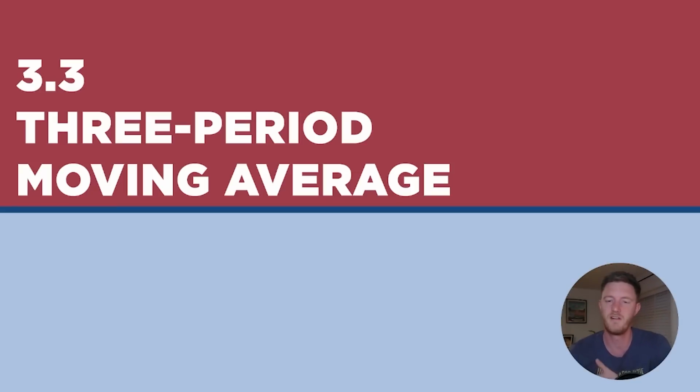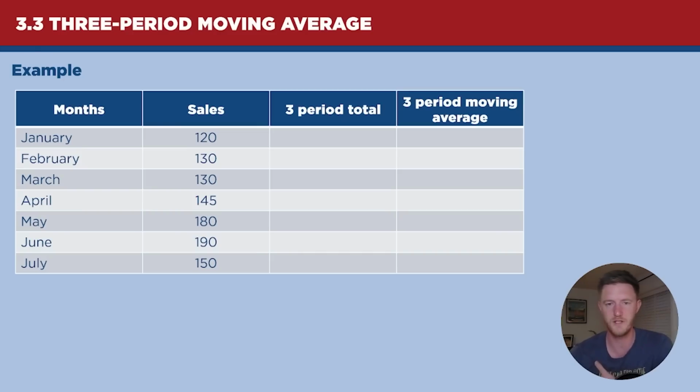So let's start with the 3 period moving average. I'm going to go right into an example here. Here we've got a period of months and we've got sales, and what we want to do is figure out a 3 period total and then a 3 period moving average. So we are going to go through each of the 3 months and take January, February and March for this first instance. We're going to put that into the 3 period total. Then we're going to divide it by 3 to get the 3 period moving average.